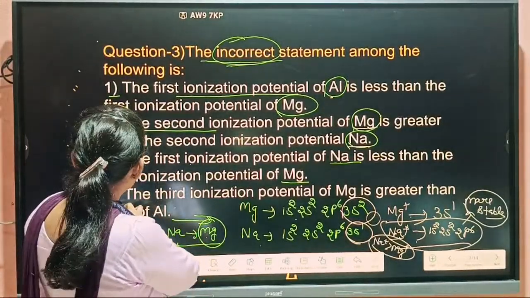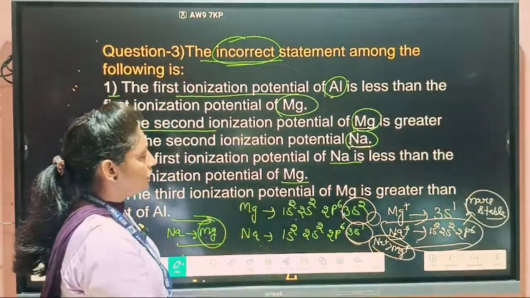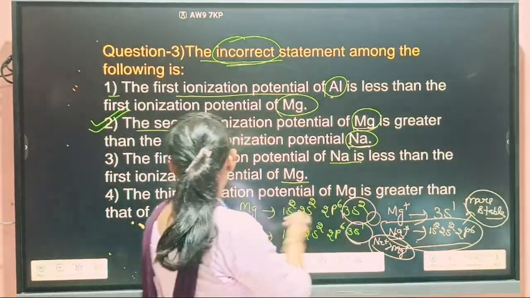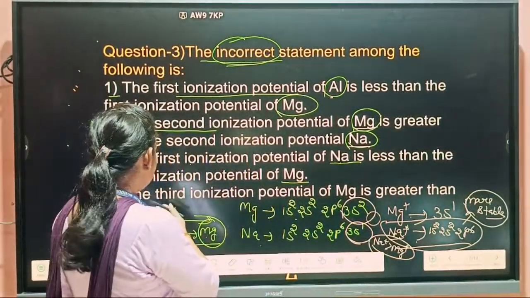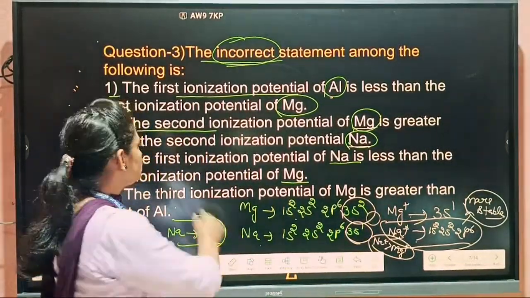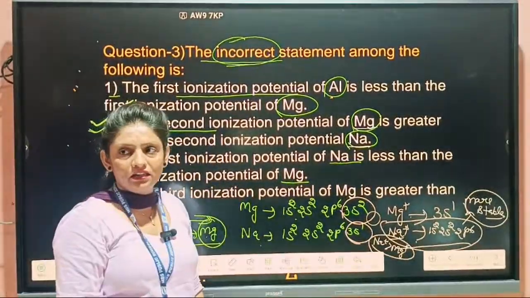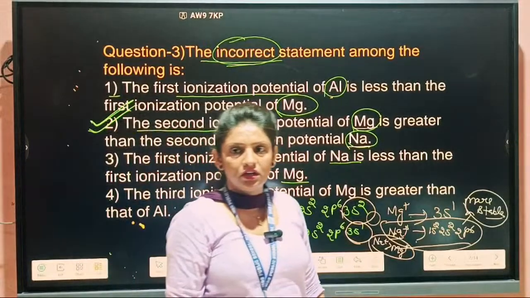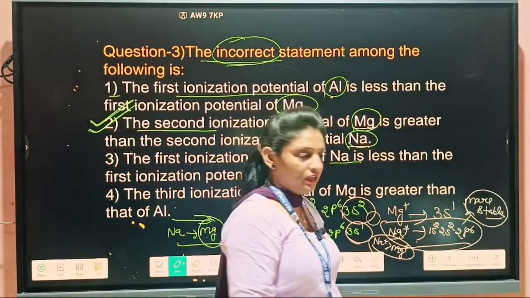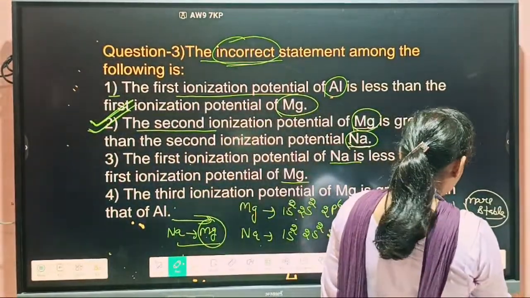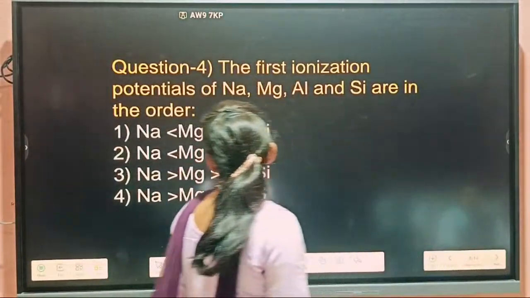Option 4, the third ionization enthalpy of magnesium is greater than that of aluminium. It is also a correct option. So students, here option B is the incorrect one, and that is the answer to this question. Is it clear to you or not? Yes. Now see the next question.